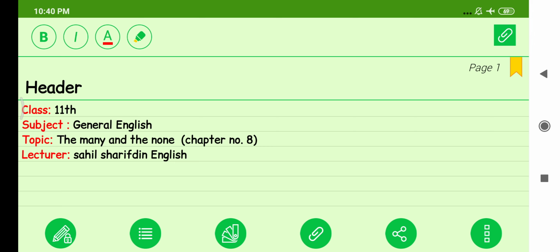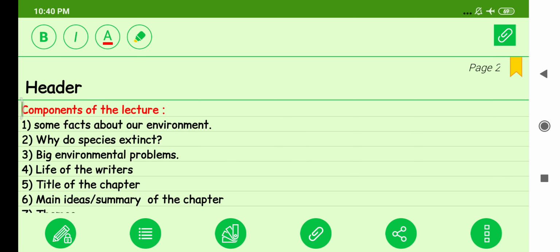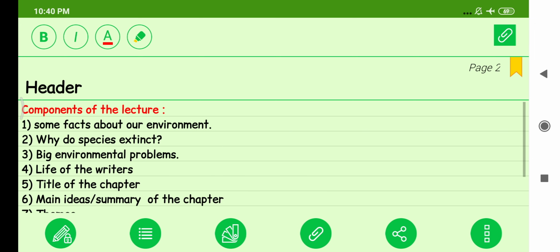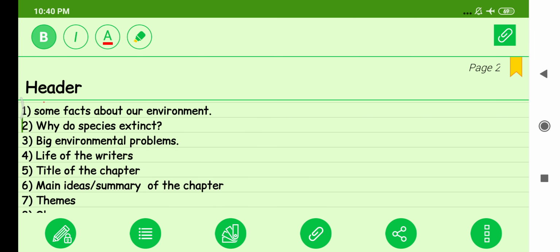Class 11. Subject is general English. Topic is The Money and the None. This topic is about environment. It is the eighth chapter of your textbook, and my today's lecture has nine components, and those nine components are here. Some facts about our environment.